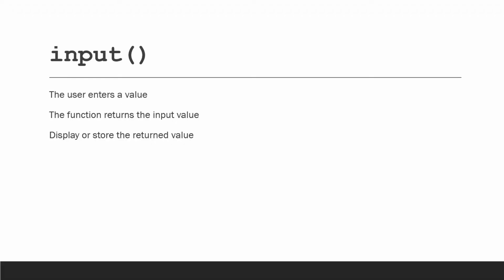The Python input function is called input. The user enters a value, the function returns the input value, and the computer can display or store the returned value. So in the Python shell, if I enter the name of the function, I haven't even given it a parameter, the program will wait until the user types something. Here the user's typed 99, and the computer has immediately displayed the returned value from the function, which is what the user has typed in.